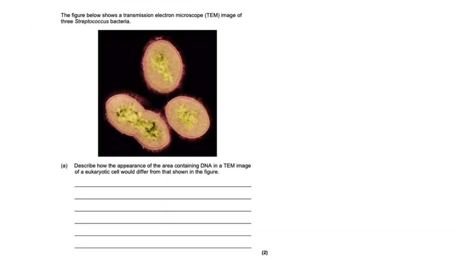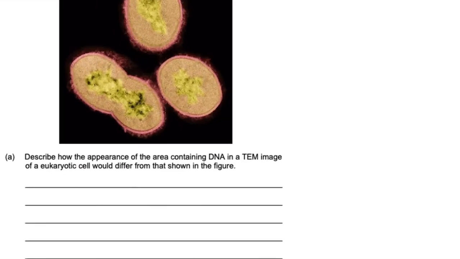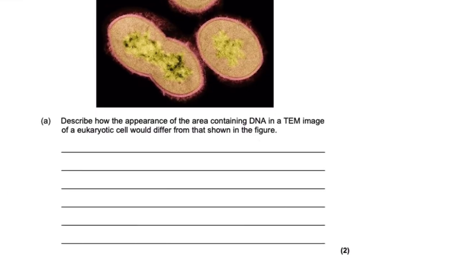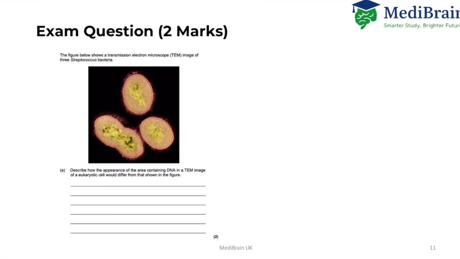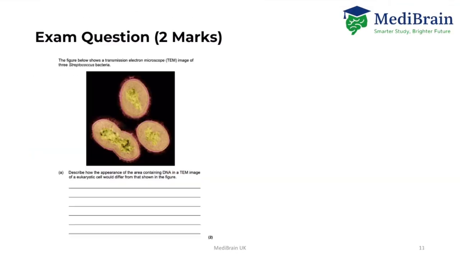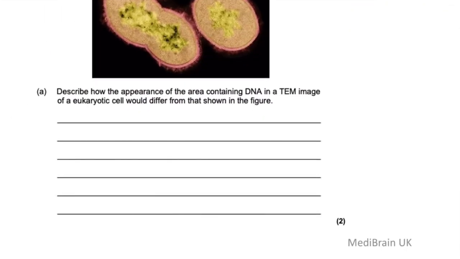Okay. The next question, it says the figure below shows a transmission electron microscope image of the Streptococcus bacteria. Describe how the appearance of the area containing DNA in a TEM image of a eukaryotic cell would differ from that shown in the figure. Okay, so this is not really an electron microscope question. This is the image of the bacteria. Okay, and we are asked how will the image differ if we had a eukaryotic cell instead of that bacteria.